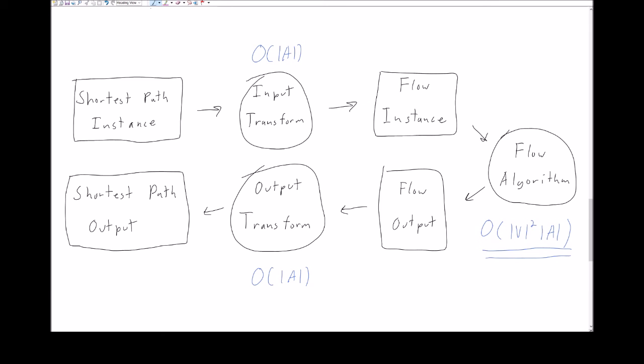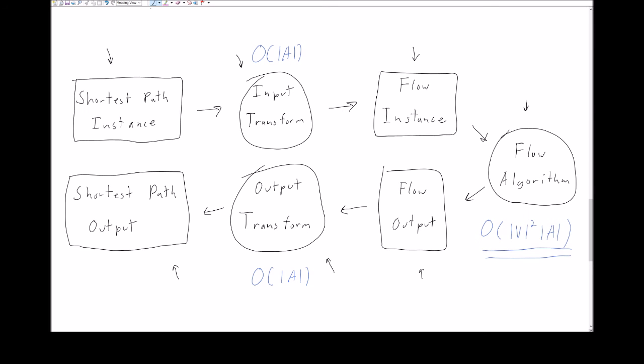Now that we have all the details of the input transformation and the output transformation in hand, we can see how the problem reduction is going to work. First, we identify a shortest path instance. From this instance, we use our algorithm that transforms the input into a min-cost flow problem. From this, we have a flow instance. We can take this flow instance and put it into a flow algorithm. This flow algorithm is going to give us flow output. This flow output can then go into our output transformation algorithm that transforms the min-cost flow output into a shortest path output. The conclusion is that we end up with a shortest path output.